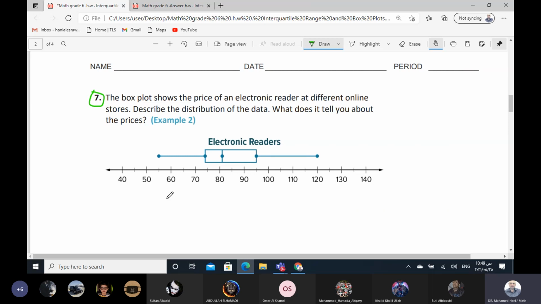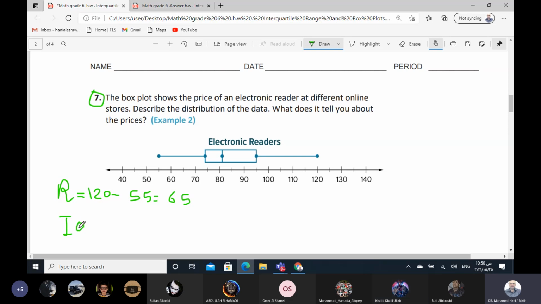Okay, who can tell me what is the distribution here? We see which is the greatest number and the smallest number. Tell me, Khalid, what is the greatest number here in this data? It is 120. And what is the smallest number? About 55. Great. So the range equals 120 minus 55 equals 65. Great.